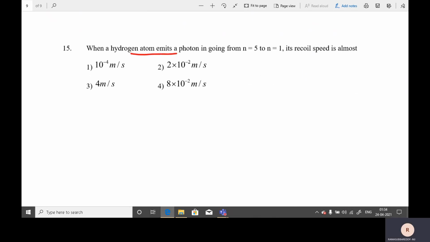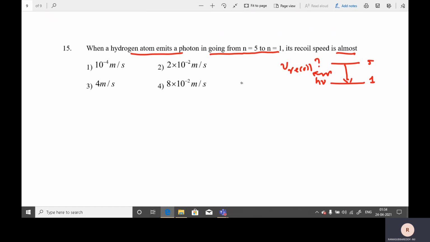When a hydrogen atom emits a photon in going from n is equal to 5 to 1, its recoil speed is almost what? They ask us to find the recoil speed. It is going from 5 to 1, and it emits the photon, that is h nu.